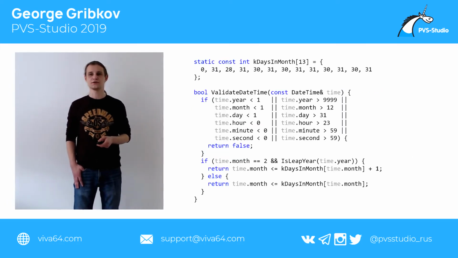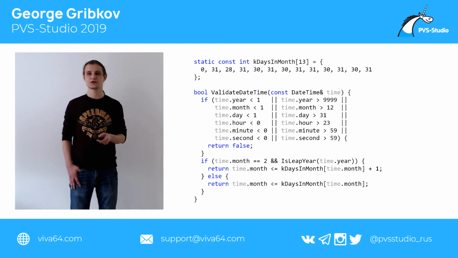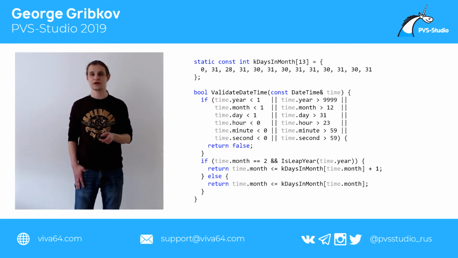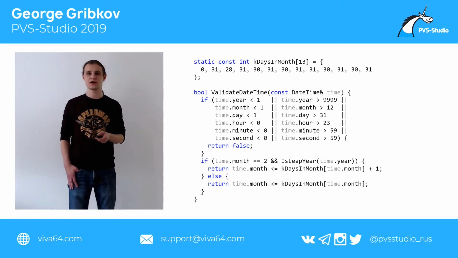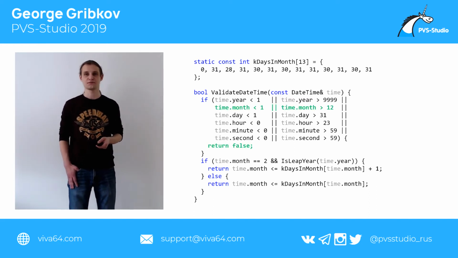Let's look at the code. So, there is a function which validates the date received from somewhere. This function contains a serious error, due to which the code doesn't work correctly. First, there are checks of time units, and if we do not go beyond the possible ranges, then there's a check on the number of days in a month.